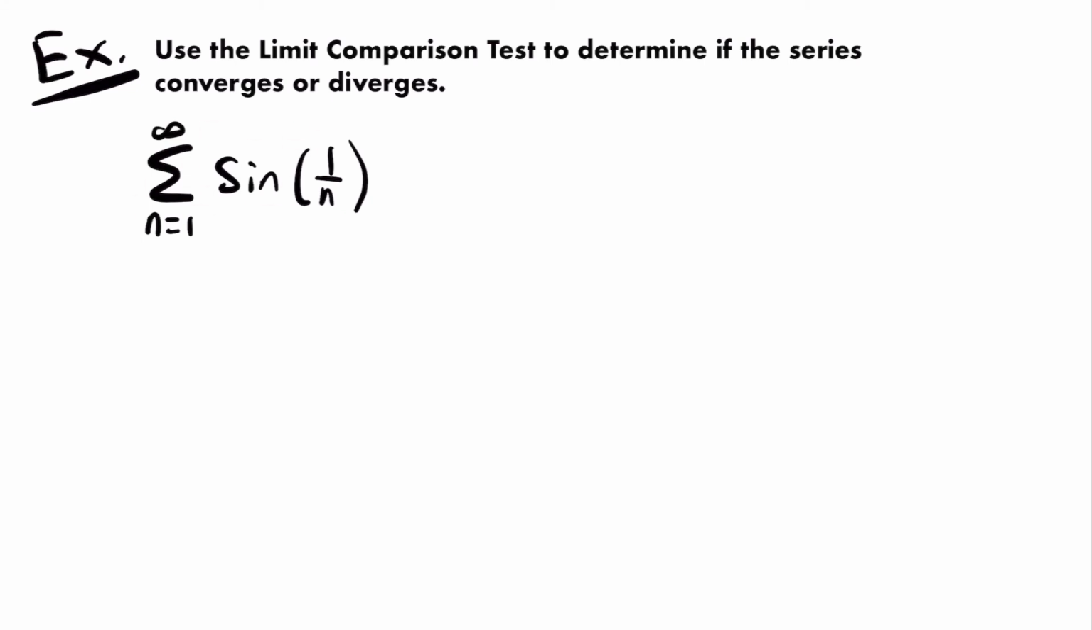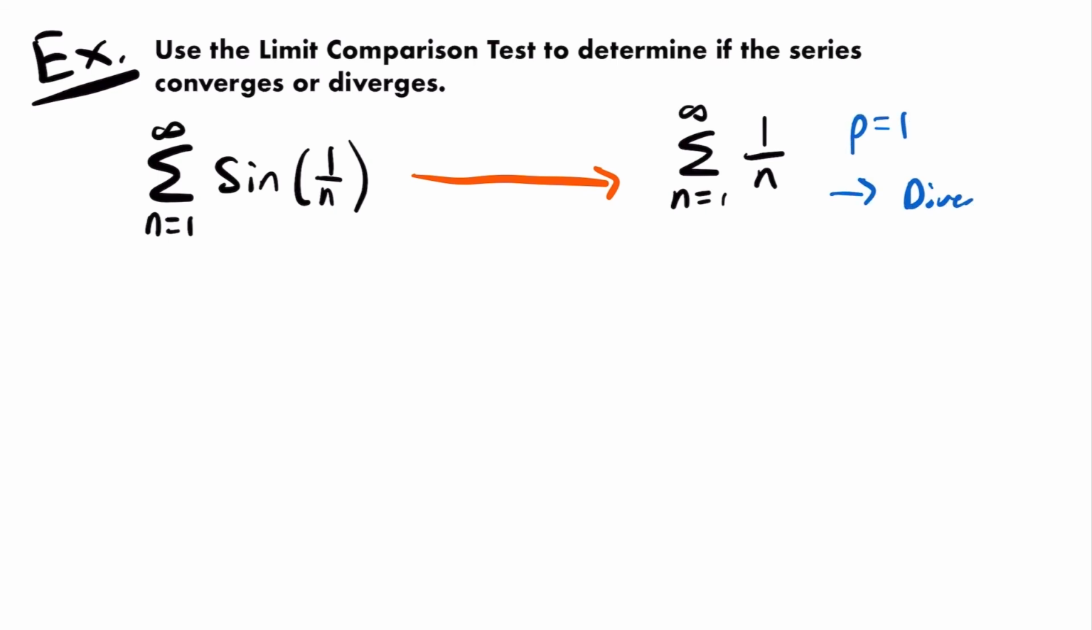So sometimes it might take a little bit of guess and check, but in this case, if we just compare this series to the harmonic series, or the p series, where p is equal to 1, that's just 1 divided by n, we know that since the value of p is equal to 1, this p series will diverge. And so we have a divergent series that we are going to compare to this series. And so if this also diverges, the limit as n approaches infinity of sine of 1 divided by n divided by 1 divided by n should be equal to a finite value.